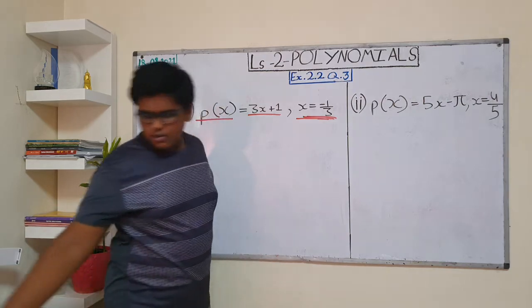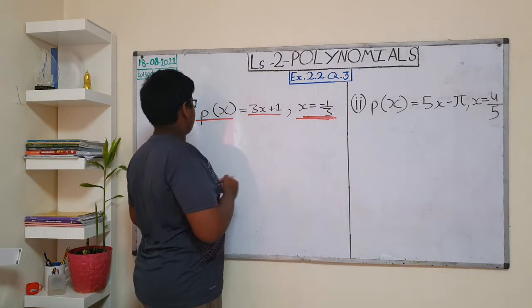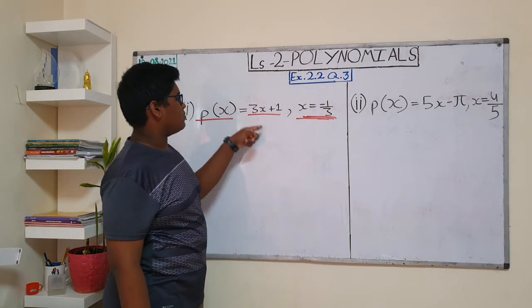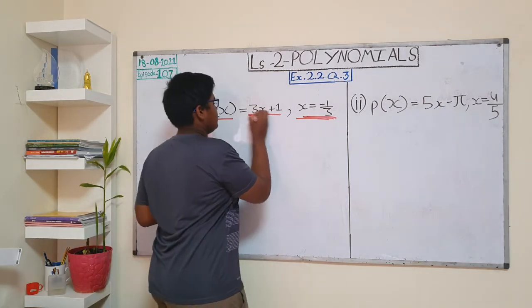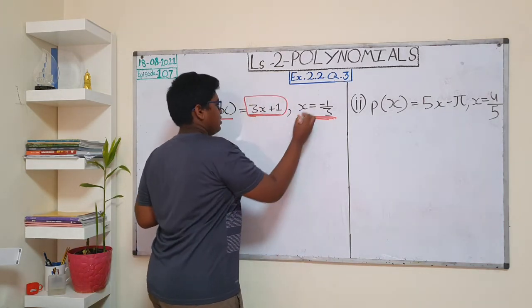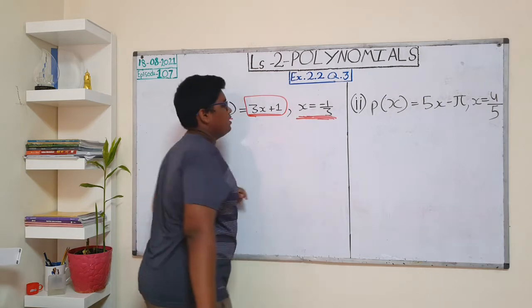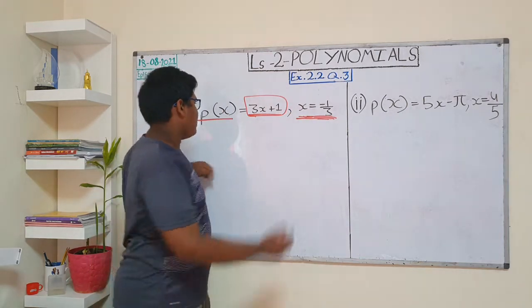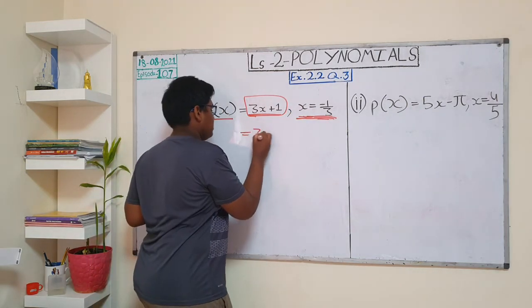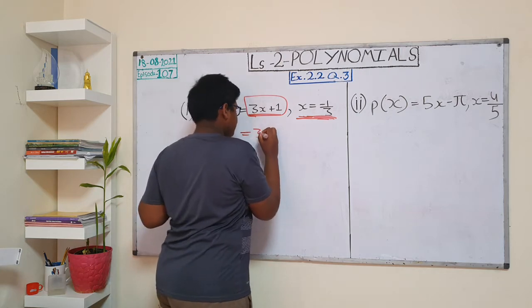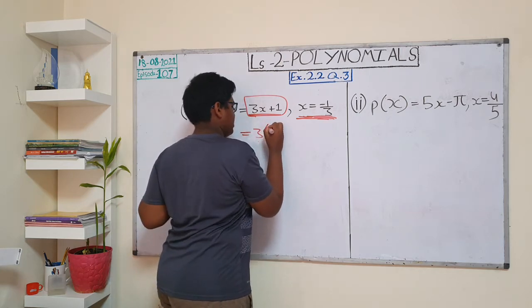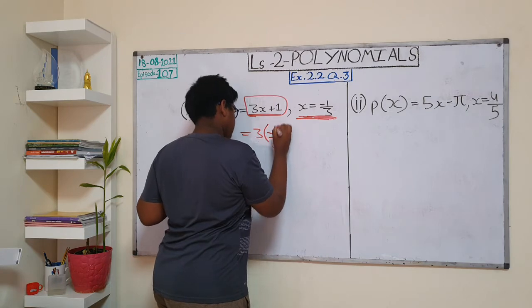Okay, now what is the question? The question is P of x equals 3x plus 1, right? Here the given value is minus 1 by 3, right? So we have to substitute it: 3 into, or we can just put it in brackets, minus 1 by 3.